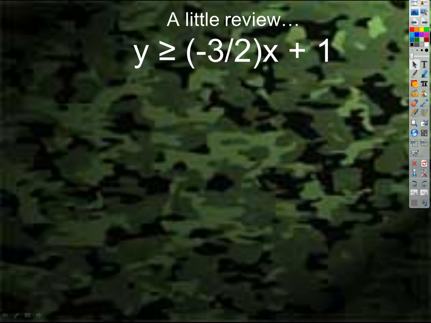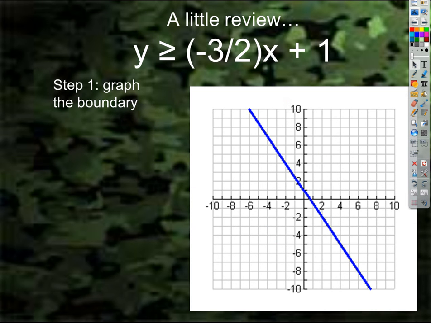So real quickly, let's graph this one for review. Now, is this boundary line going to be solid or dashed? Solid. It's going to be solid. Good. So it's going to be a solid line. What's the slope of the boundary line? Okay, -3/2, and the y-intercept is 1. So that's an easy one to graph, isn't it?